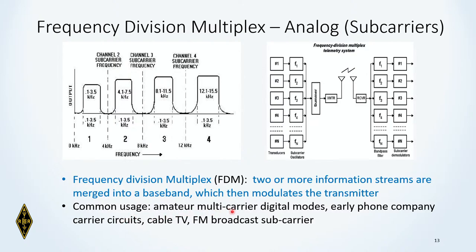Common usage: there are some multi-carrier digital modes. The early phone company carrier circuits worked like this. You could imagine running wires across the country. They'd like to get as many conversations on those wires as they could. Cable TV works that way. How do you get 300 channels at your home over one wire? Well, it's probably like this. And then FM broadcast subcarriers, the Muzak that you hear in stores, comes from commercial FM stations that are selling that service to stores. And that's how that works. It's a subcarrier.